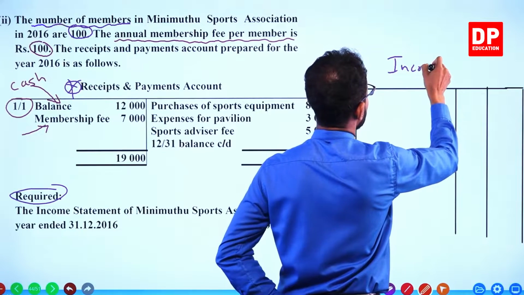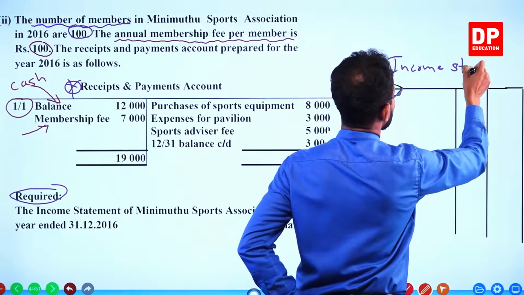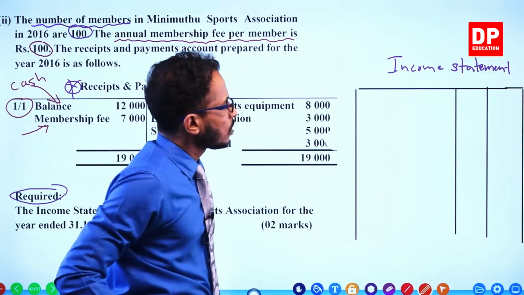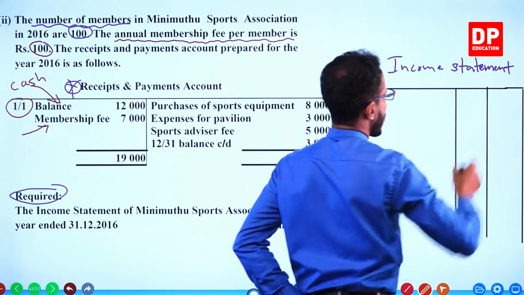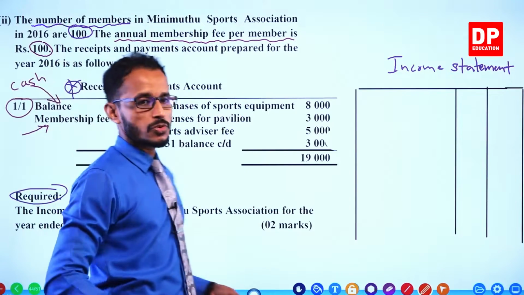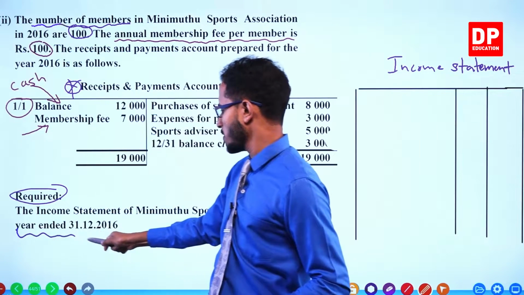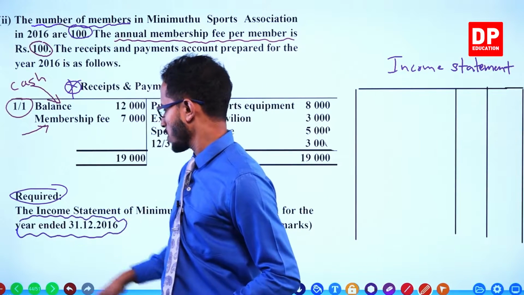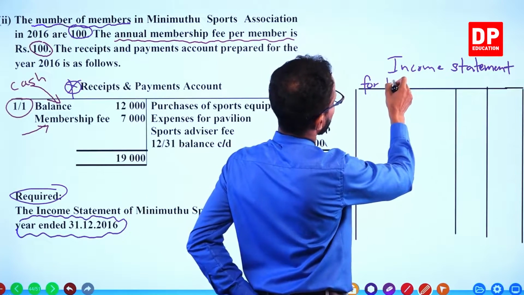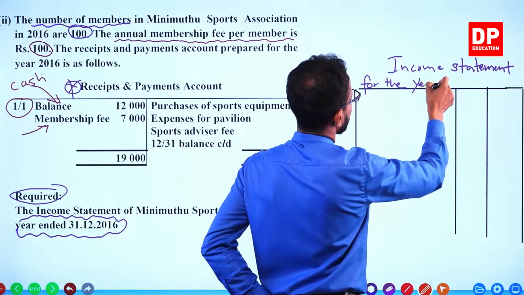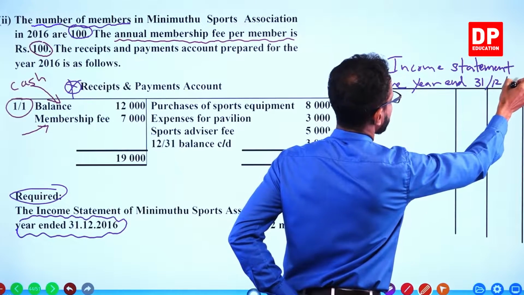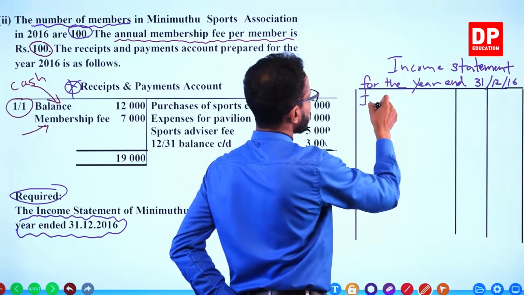Income statement for the year ended 31st December 2016. It's right here. For the year ended 31st December 16. Incomes on top.